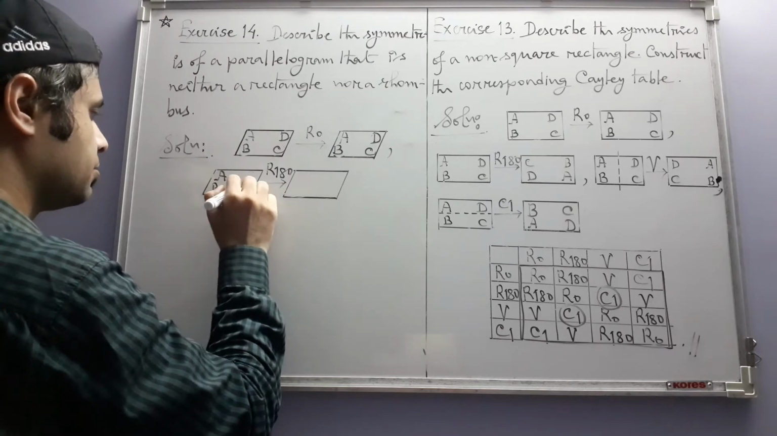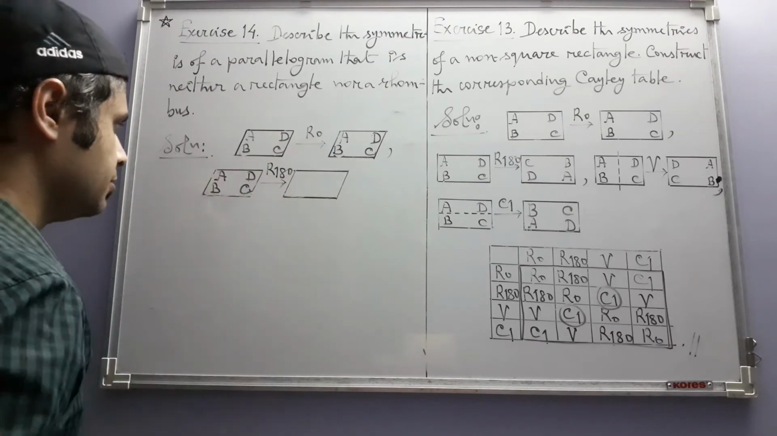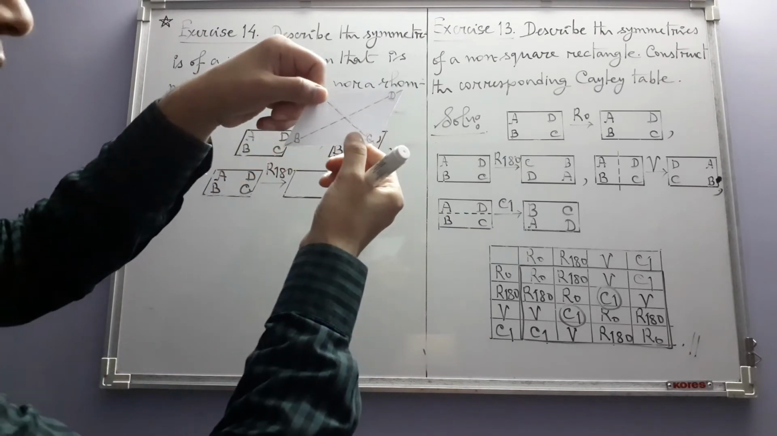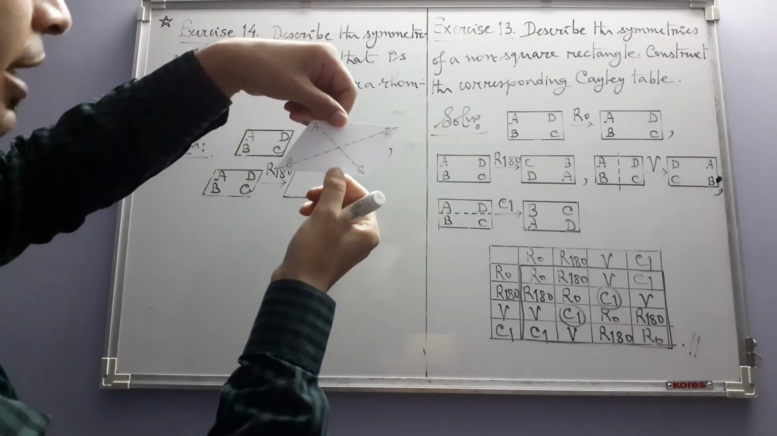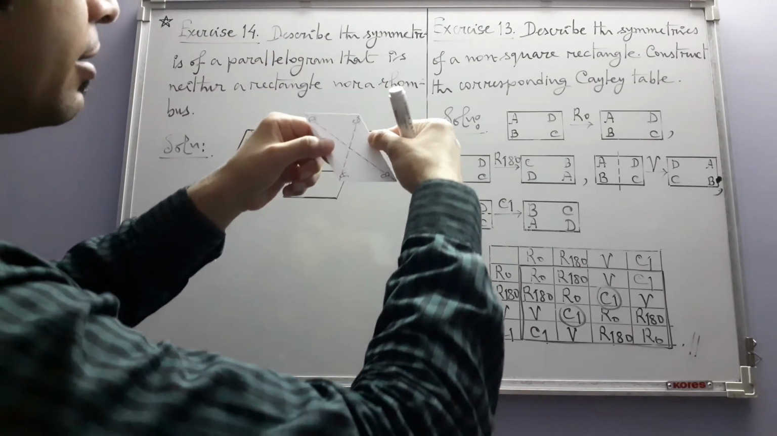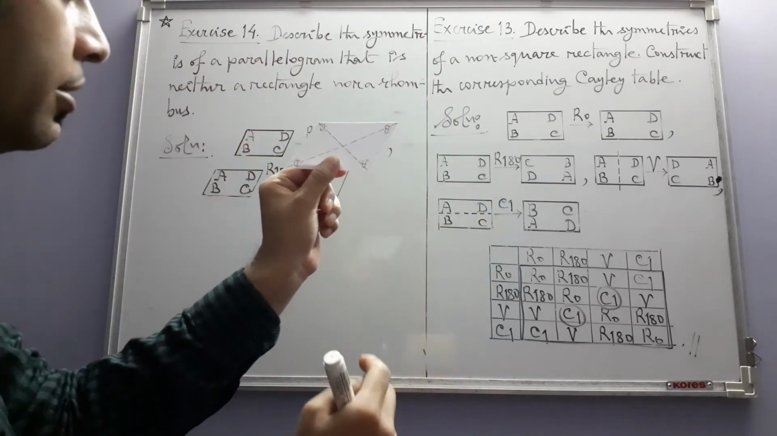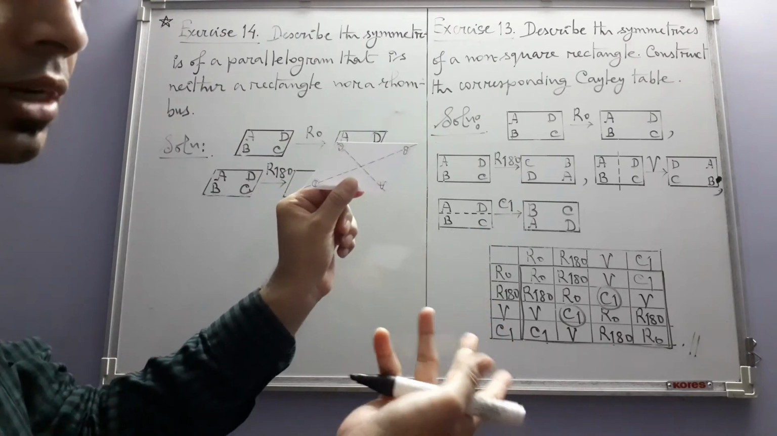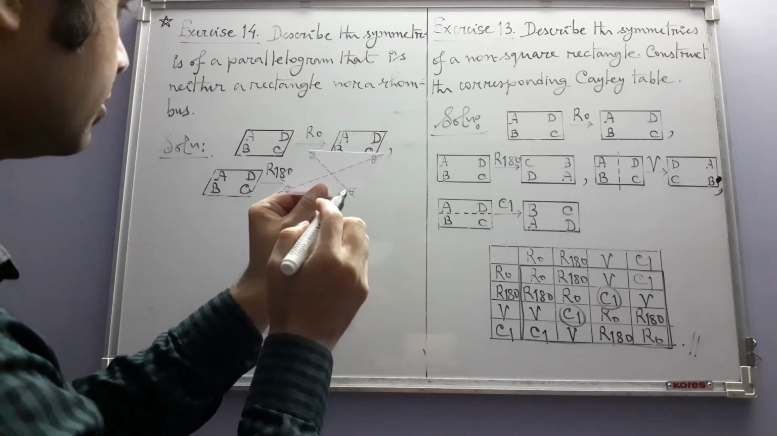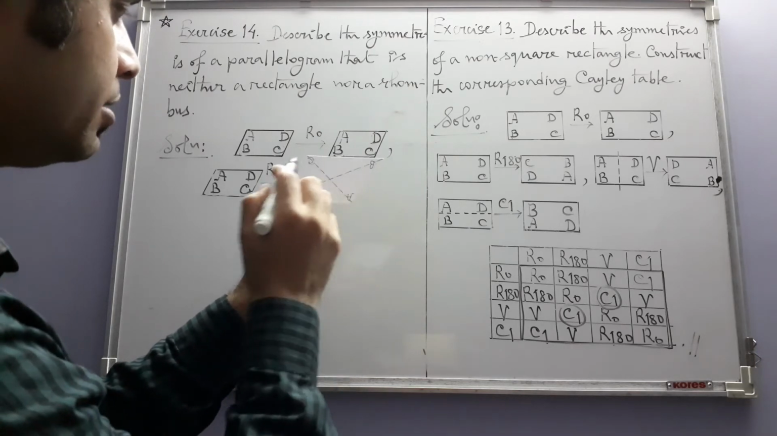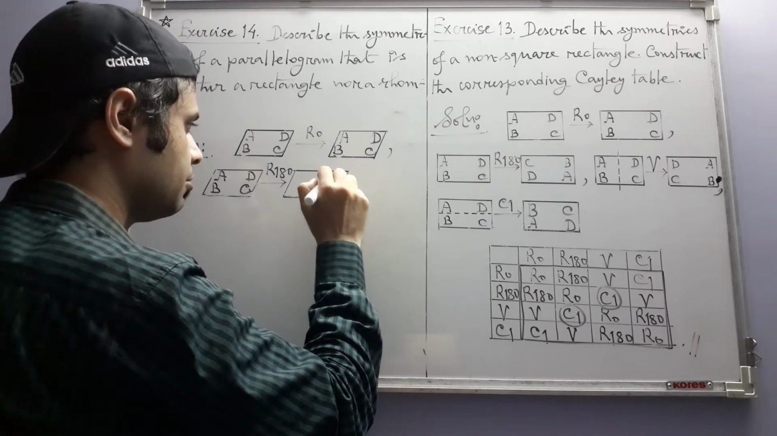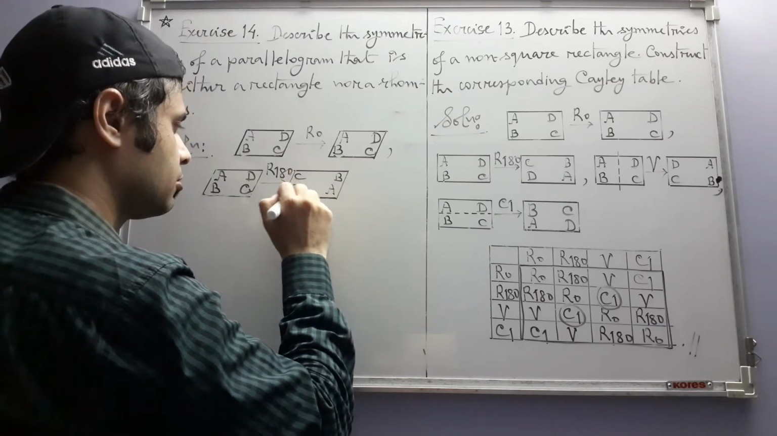A, B, C, D. So now if I rotate it through an angle 180 degree, so this is 90 degree and this is another 90 degree. So yes, it comes back to a similar looking state, similar looking position. So I have A, B, C, D.